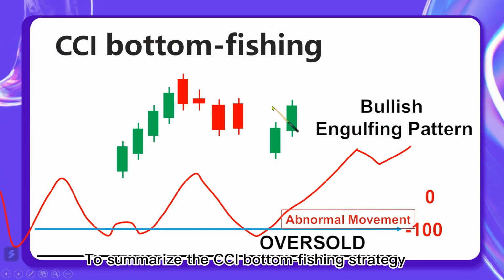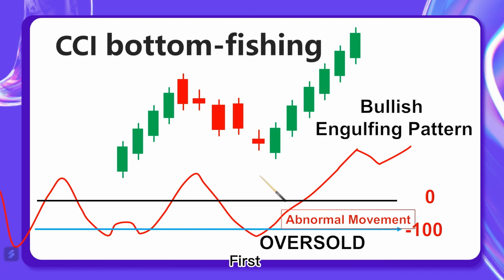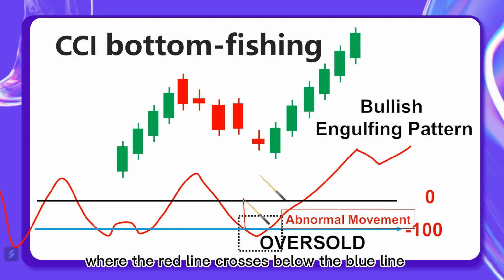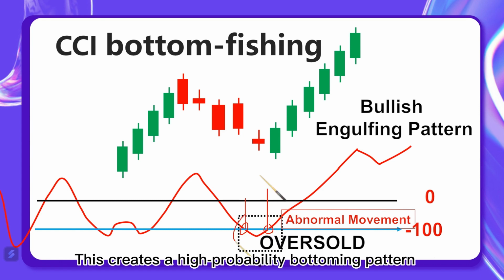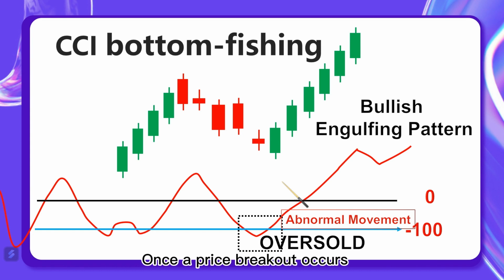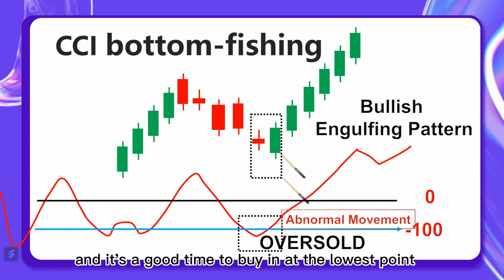To summarize the CCI bottom fishing strategy, there are 2 main points to remember. First, the CCI indicator must show a signal where the red line crosses below the blue line, followed by a cross back above the blue line within 1 day. This creates a high probability bottoming pattern that is often exploited by the big players in the market. Once a price breakout occurs, it's a clear signal that the market makers are in control, and it's a good time to buy in at the lowest point.